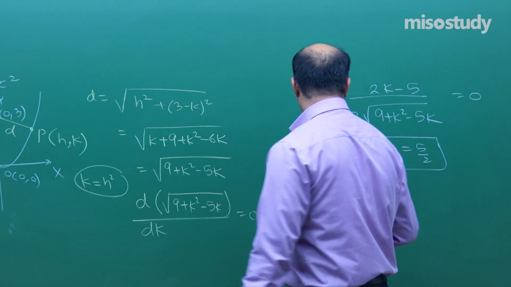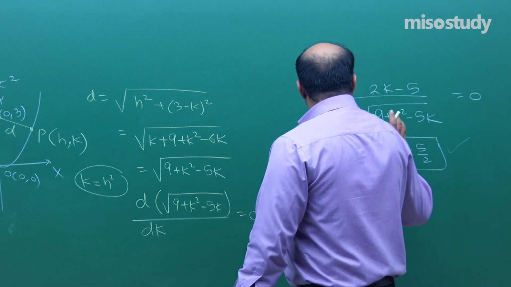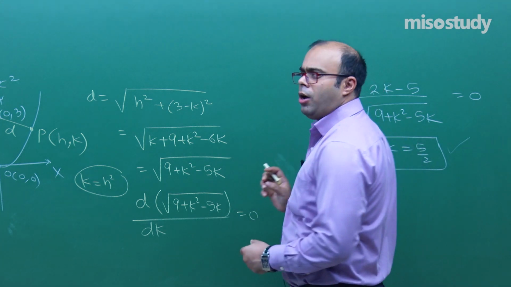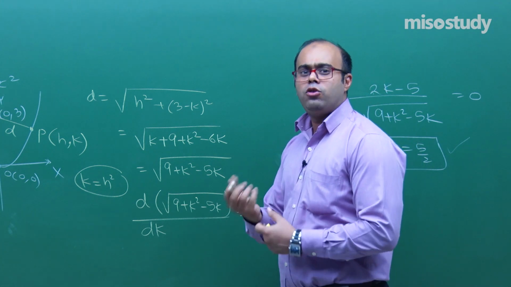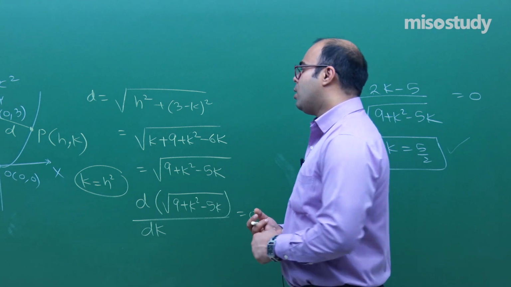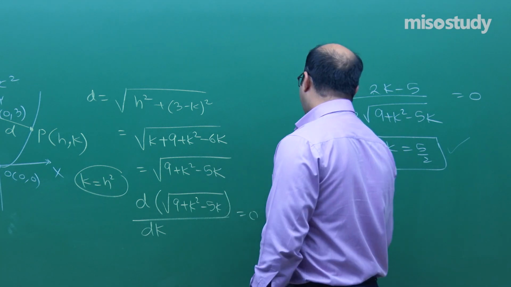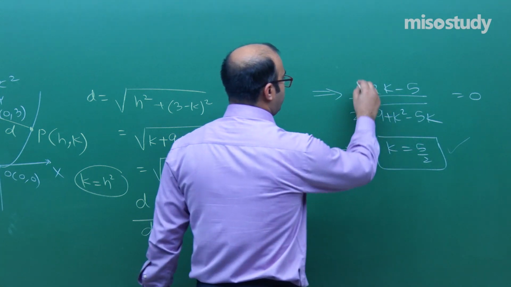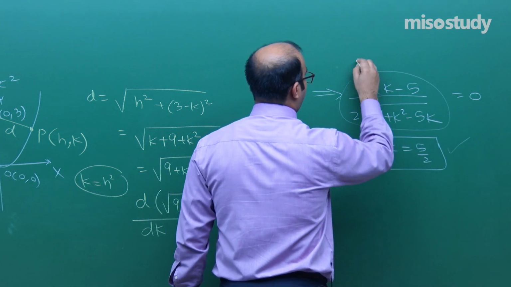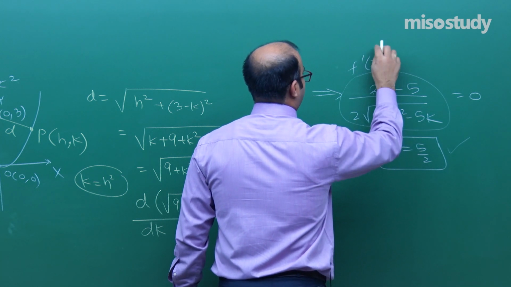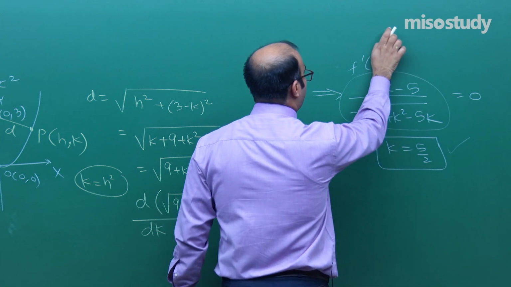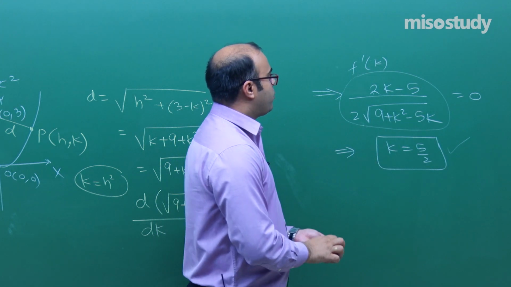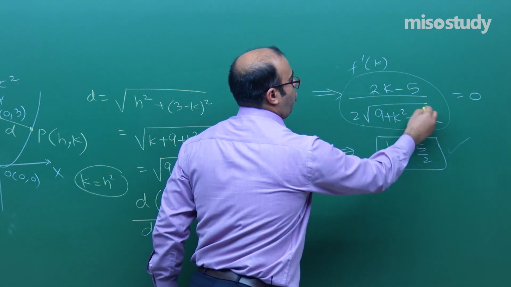Right, students? Okay. Now what you have to finally do is to find out whether this is a point of maxima or minima, because we want the value for which the distance is minimum. So there is a method that we will find the sign change about k is equal to 5 by 2. This is the derivative, f dash x, or we say f dash of k to be more appropriate.